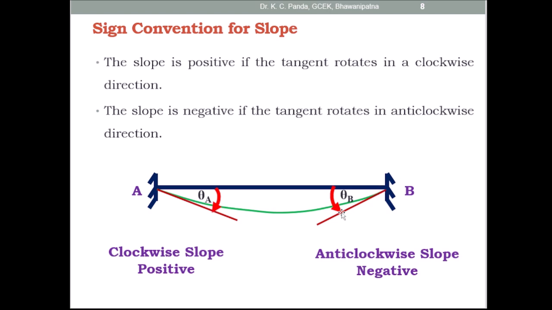Here the tangent rotates in anti-clockwise direction with respect to the original axis of the beam. So here this is the negative slope. The slope is negative if the tangent rotates in anti-clockwise direction. And here this is clockwise direction, so this is positive slope.